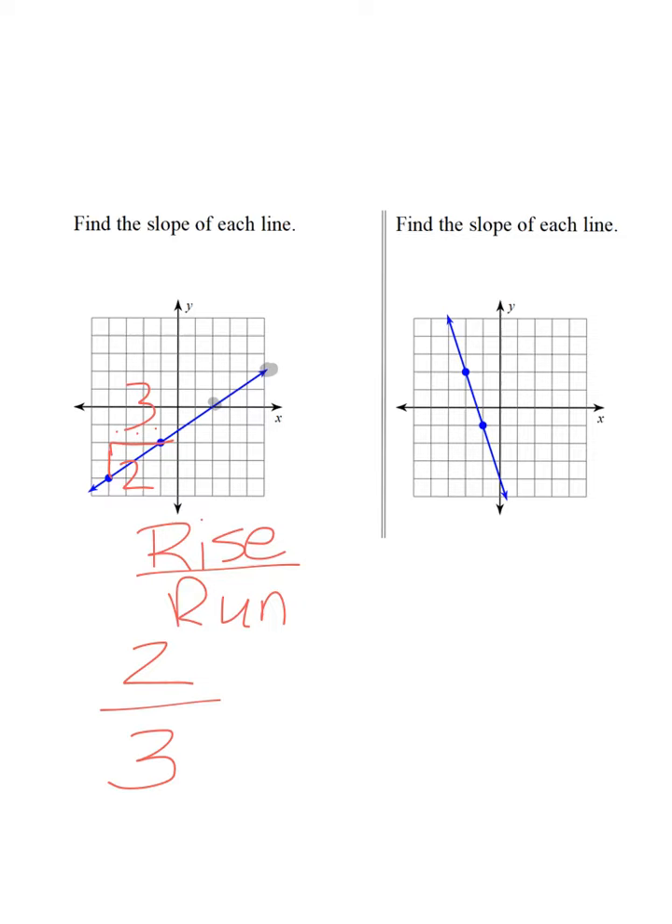Finally, I want to check that line. I read the graph from left to right and ask myself, is that line increasing or is it decreasing? If it's increasing, leave the slope positive. If it's decreasing, make it negative. This one is actually increasing as that line moves left to right, so I leave it positive. The slope of that line is 2/3.